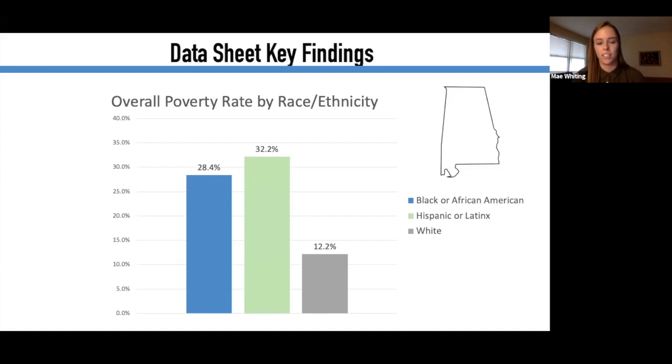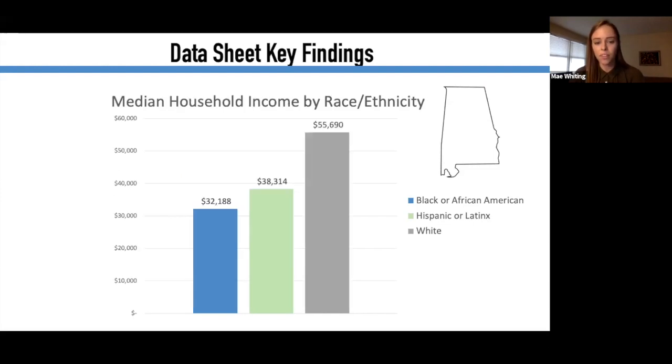So here we see the overall poverty rate by race and ethnicity. We note that Black or African American and Hispanic or Latinx Alabamians experience poverty rates far higher than white Alabamians. And then if you'll go to the next slide. Similarly, median household income for those groups are far lower than the median household income for white Alabamians.